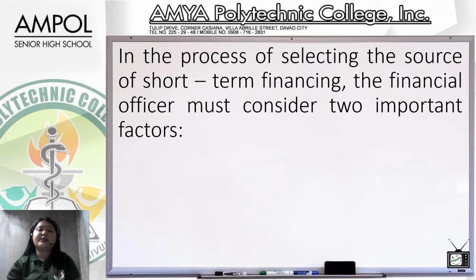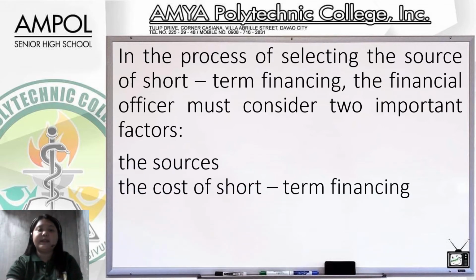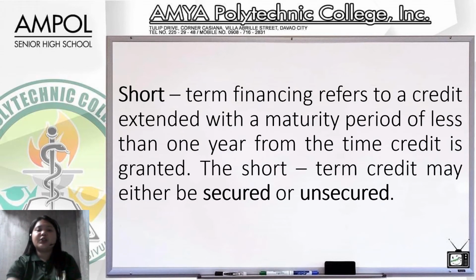In the process of selecting the source of short-term financing, the financial officer must consider two important factors: the first is the sources, and the second is the cost of short-term financing. Sources of short-term financing, what are those sources? Short-term financing refers to a credit extended with a maturity period of less than 1 year from the time credit is granted.